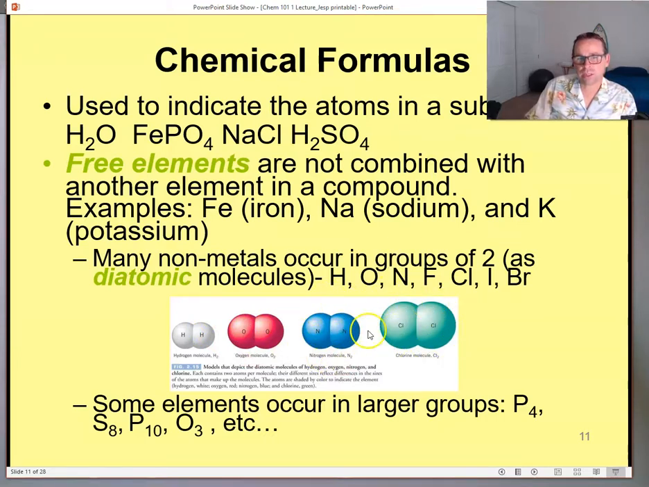Elemental chlorine, Cl2. And sometimes you get even larger: P4 exists, S8, P10, O3. You've heard of the ozone layer. That's O3, 3 atoms of oxygen combined together. So elements are not just single atoms sometimes.